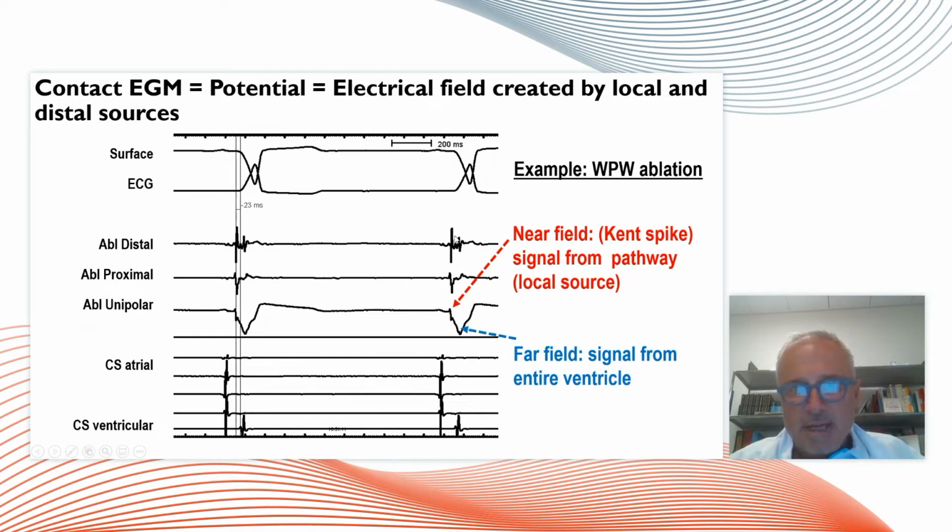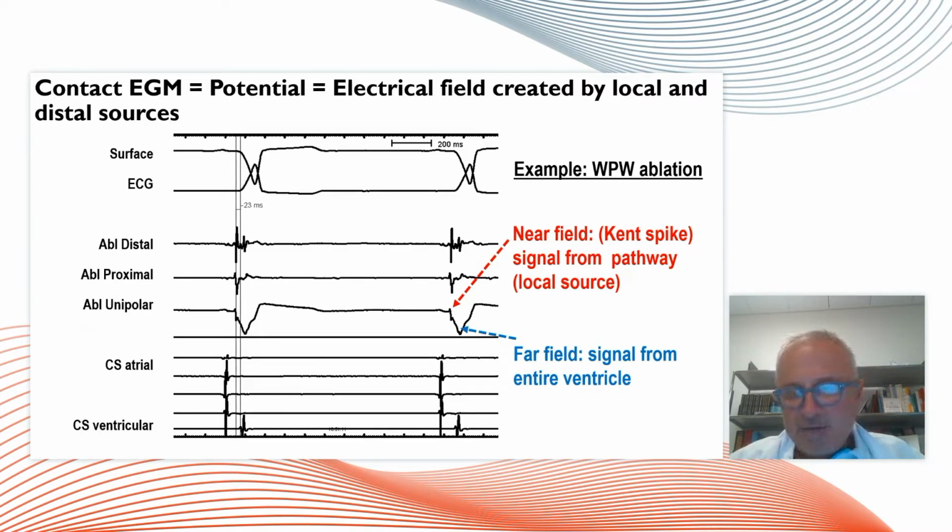Now you see, we only have the timing from the Kent spike here, -23. But we don't know if this is an atrial signal or a ventricular signal. We don't know if the ventricular signal is negative, indicating the site of origin of ventricular activation. We don't know if there is a Kent spike or not. We lose a lot of very, very important information by this subtraction.